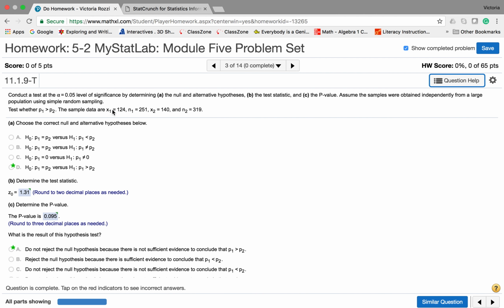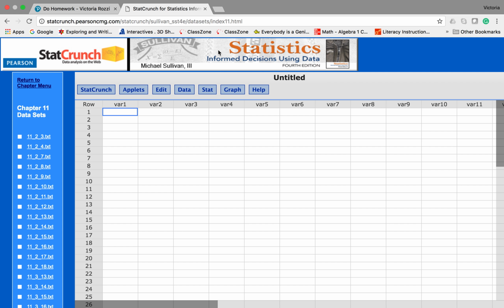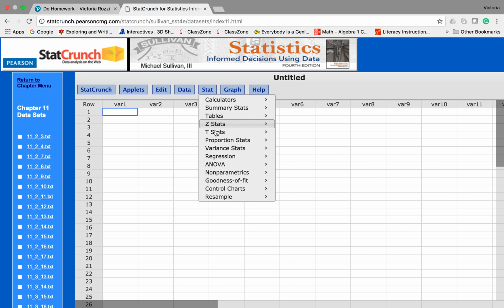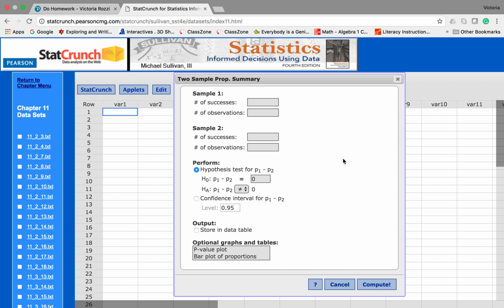Here, what I'm testing is P, which is a proportion, and it has to do with two samples. So we're comparing two samples. We want proportion 1 is greater than proportion 2. So I'm going to go to Stat, Proportion Stats, Two Sample, and I have the summary. I don't have the whole listing of data, I just have the summary. They told me the number of successes and the number of observations for each one.